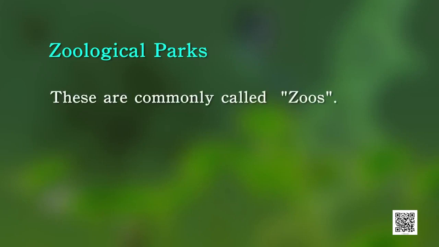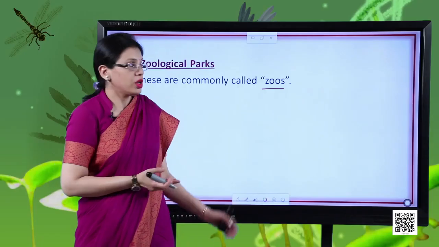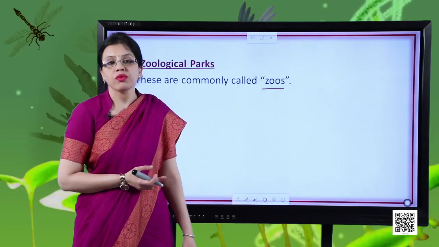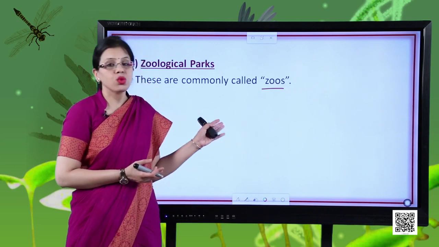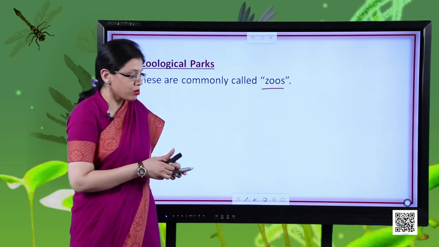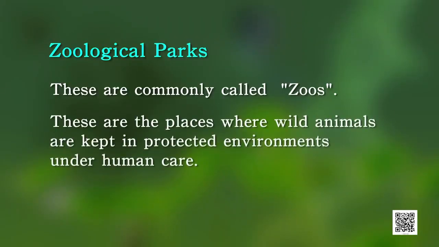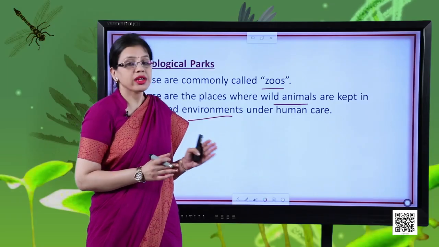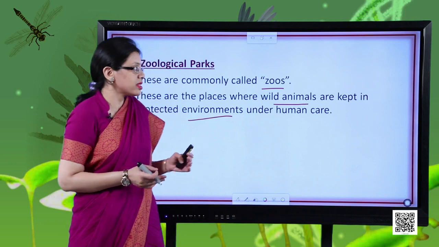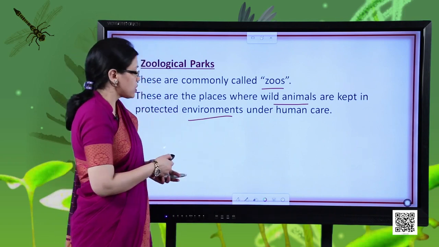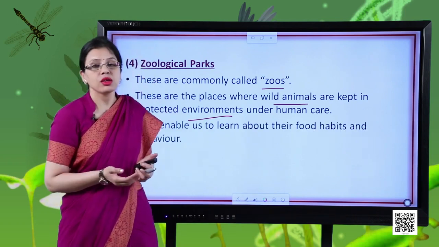So the fourth taxonomical aid that we have to study is the zoological park, which is commonly known as zoo. Have you ever visited a zoo along with your parents or during a school educational trip? There you might have noticed that in a zoo, we are keeping the wild animals in a protected manner. We are keeping them in a very safe environment under human care. We are trying to provide them the same conditions as are present in their natural habitat.